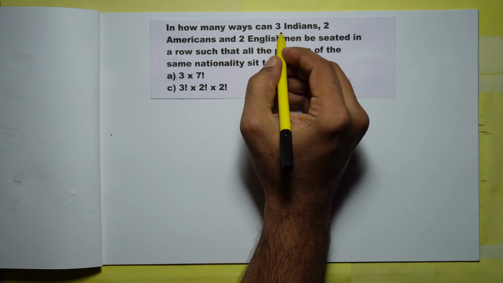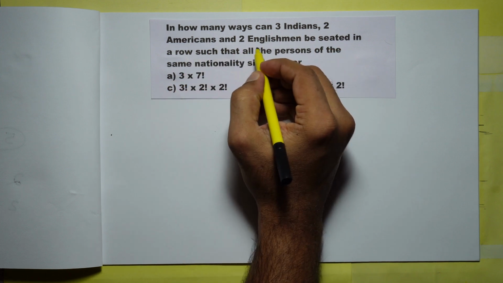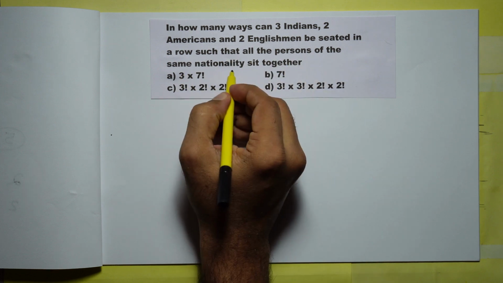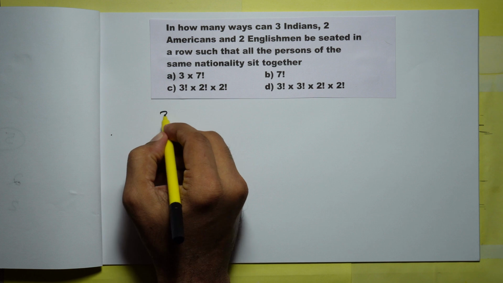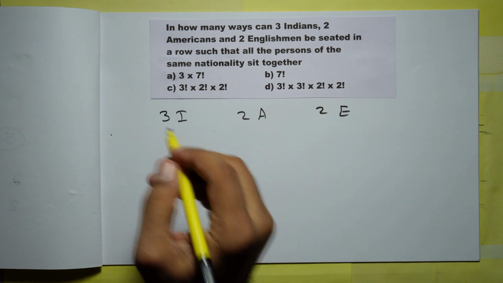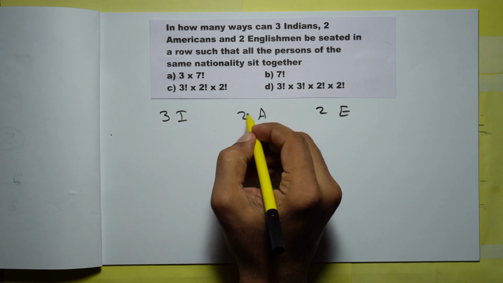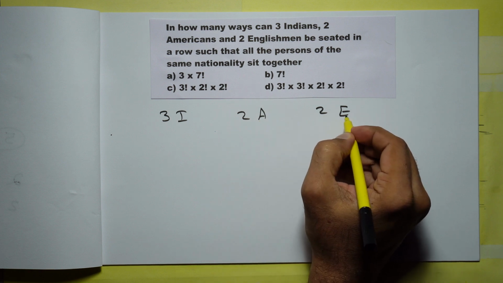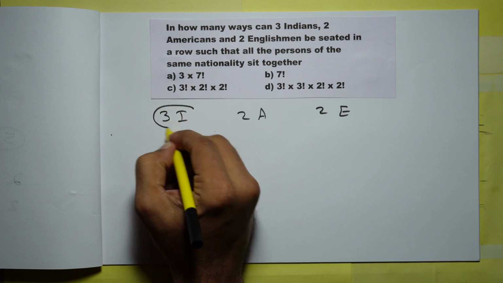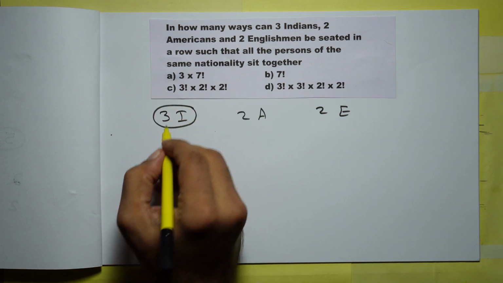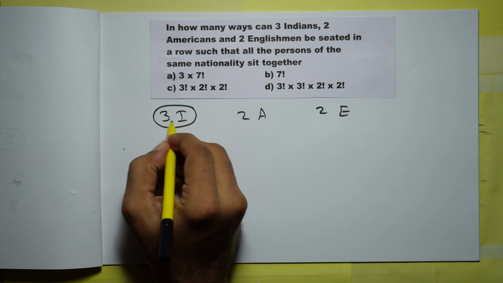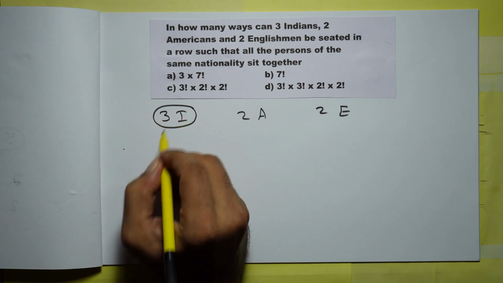In how many ways can 3 Indians, 2 Americans and 2 Englishmen be seated in a row such that all the persons of the same nationality sit together? So 3 Indians are there, 2 Americans are there and 2 Englishmen are there. So the 3 Indians should be together, 2 Americans should be together and the 2 Englishmen should be together. So the 3 Indians should be together means bring them together and treat it as one person. If you treat it as one person, this one person can be seated anywhere you like. And the 3 Indians will always be together. Because they have been tied up, they are treated as one.